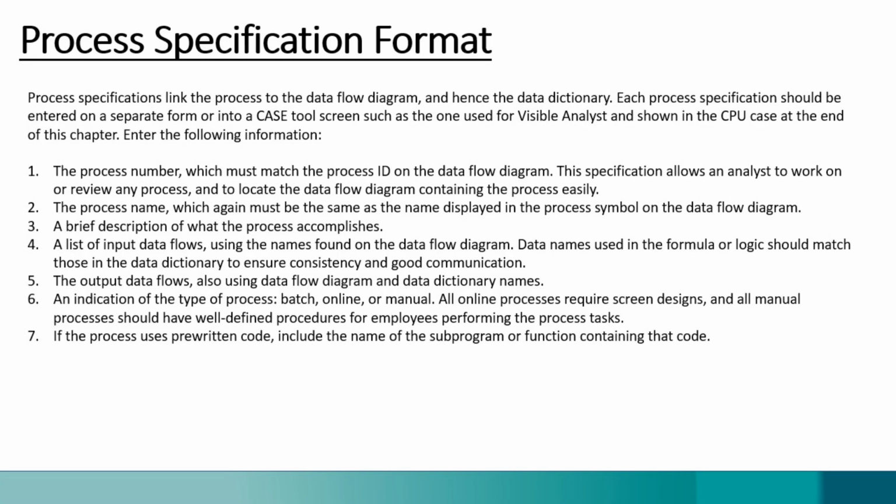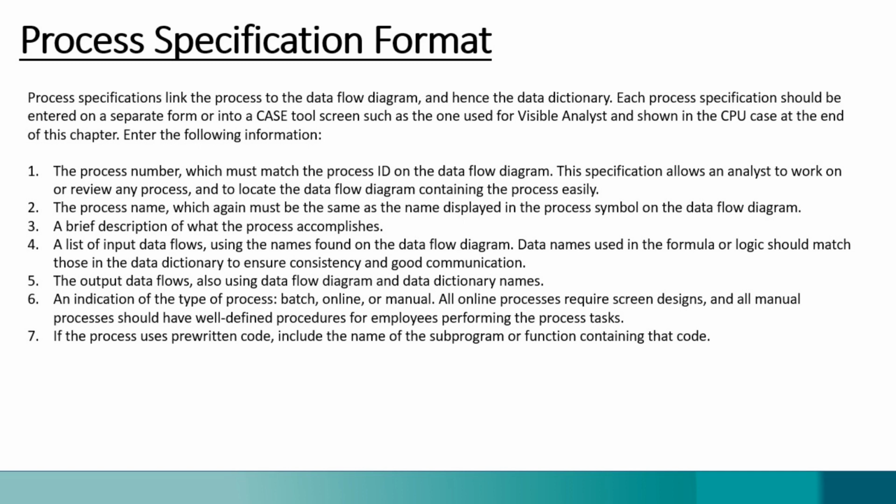These are the nine process specification formats you need to remember: the process number, the process name, a description of what the process accomplishes, a list of input data flows, output data flows, type of process, uses pre-written code, process logic description, logic method reference, and a list of any unresolved issues. Process specifications link the process to the data flow diagram, and hence the data dictionary.